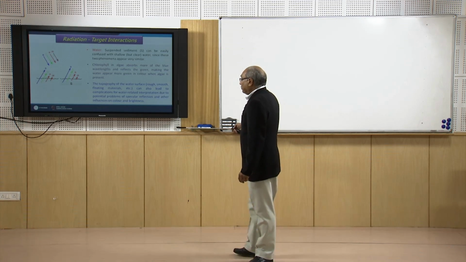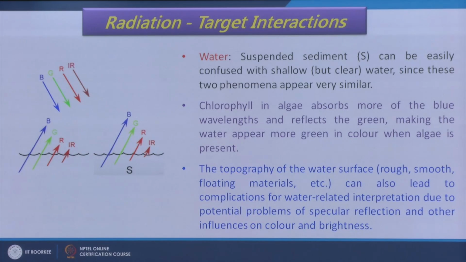And sometimes the undulations or ruggedness or topography of the water surface, that is, if it is not standstill water, depending on rough or smooth or floating material etc., can also lead to complications for water reflectance interpretation due to potential problems of specular reflection and other influences on the color and brightness.